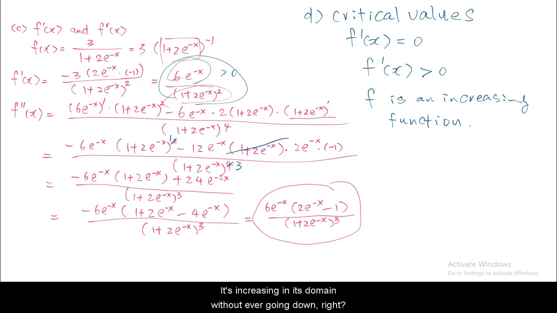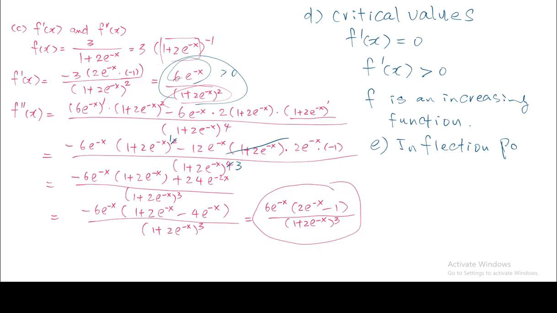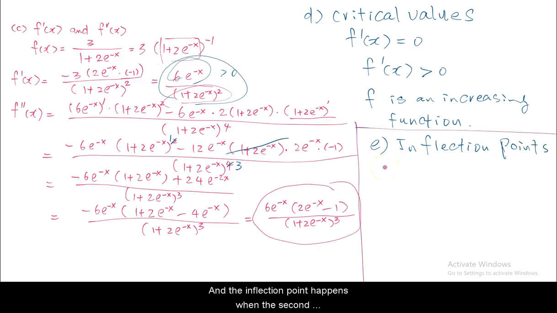It's increasing in its domain without ever going down, right? It's always going up. Okay, now let's look at the inflection points. The inflection points happen when the second derivative of f equals 0.